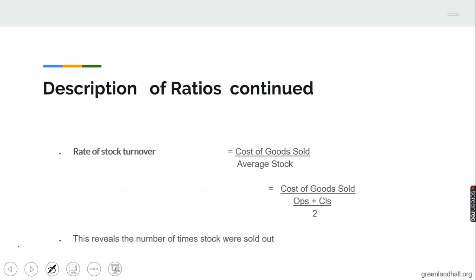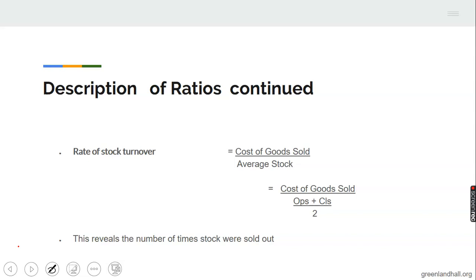We equally have rate of stock turnover. Rate of stock turnover is the ratio between the cost of goods sold and the average stock. To determine the cost of goods sold, it is equal to the opening stock plus purchases minus closing stock. That's what is going to give us the cost of goods sold.